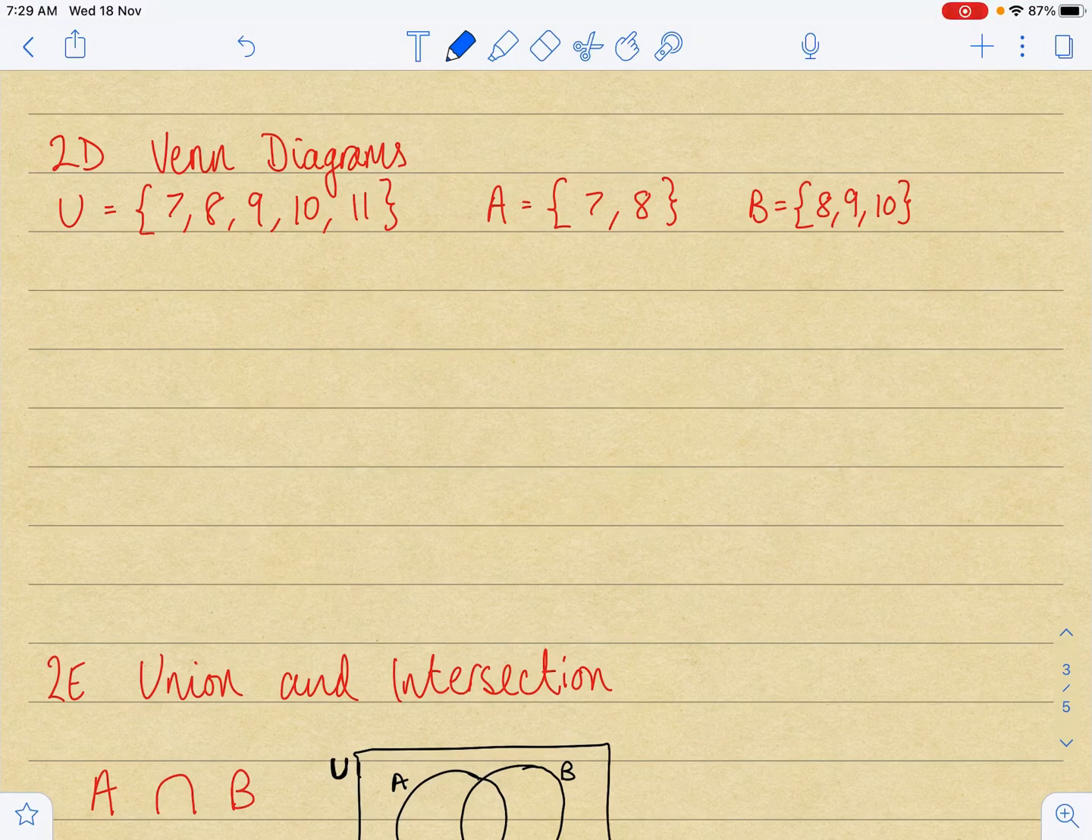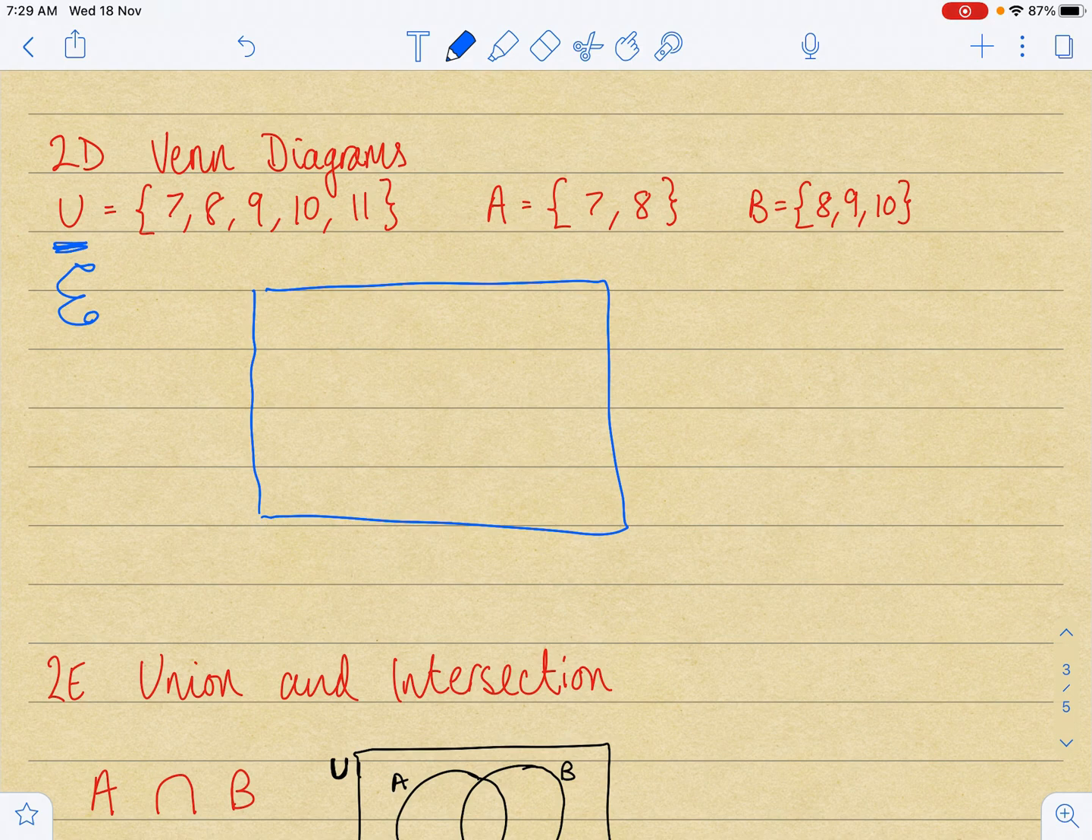Right, moving on to Venn diagrams. Venn diagrams are basically just a way of displaying our sets so that we can better understand them. I'll give you an example here. Normally we're talking about circles, and we always have a universal set, which might be that or the squiggly E, and that is represented by a rectangle.